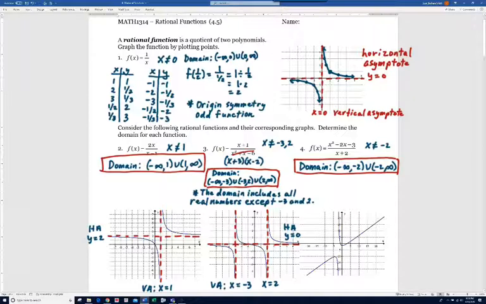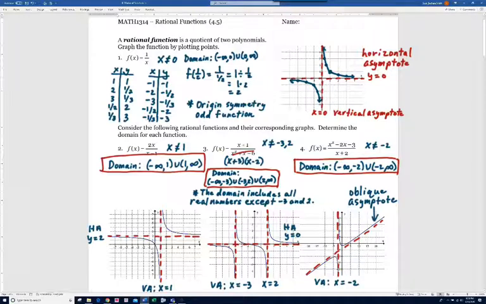Finally, on the last graph, it's a little bit harder to see, but there's a vertical asymptote at negative 2, and there is no horizontal asymptote, but notice we have this sideways asymptote, which we actually call an oblique asymptote. The most common ones that we'll work with are vertical and horizontal asymptotes, but on occasion we'll run into an oblique asymptote.